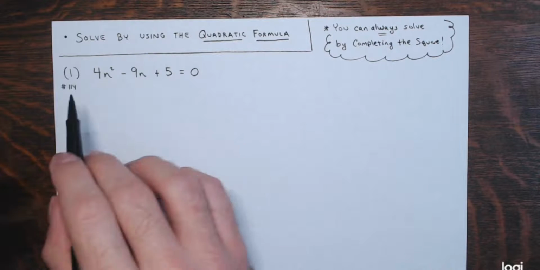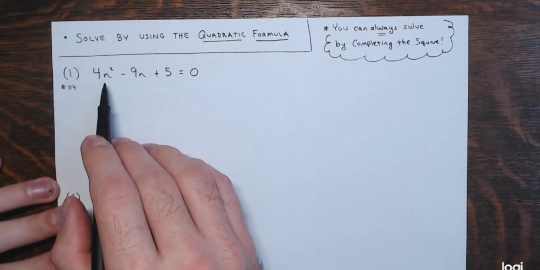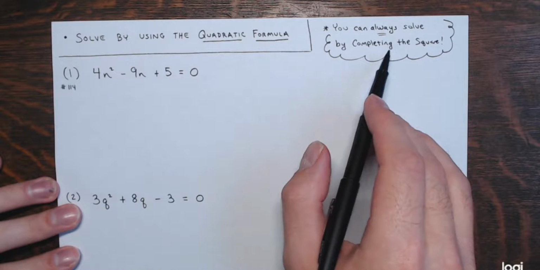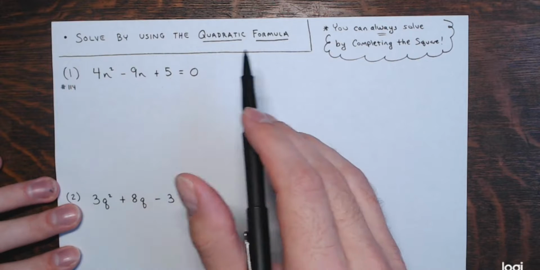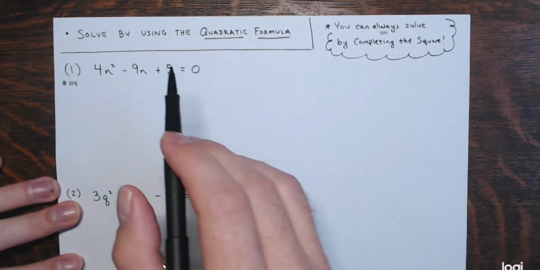But before I do that, let's do completing the square. And I'll show you that you can do completing the square, or you can do the quadratic formula, and you end up with the same solutions. So you choose which one you like better.